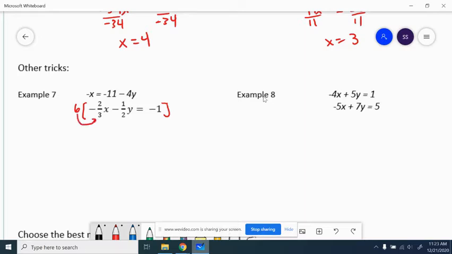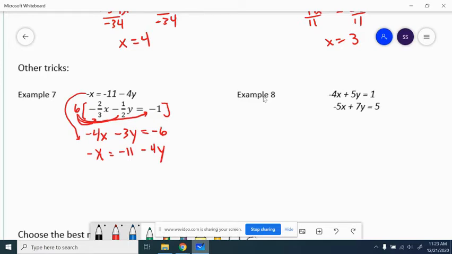So if I multiply 6 times negative 2 over 3, we get negative 4x. Then if I multiply 6 times negative half, we get negative 3. And don't forget, we have to multiply the other side of the equal sign as well. 6 times negative 1 is negative 6. Now I'm just going to rewrite the second equation down here. So we've got negative x is equal to negative 11 minus 4y.